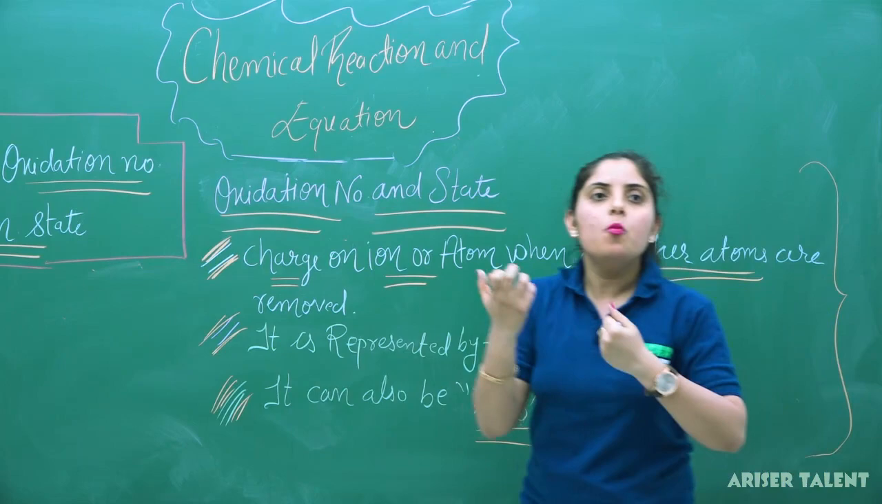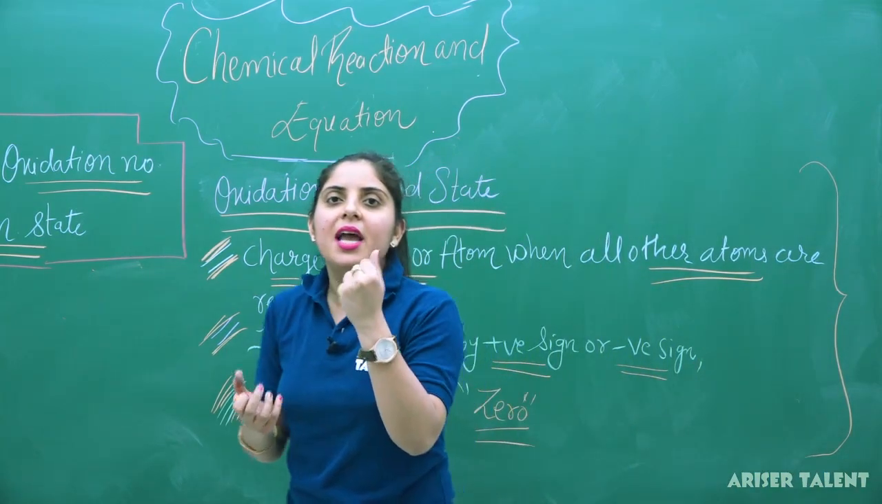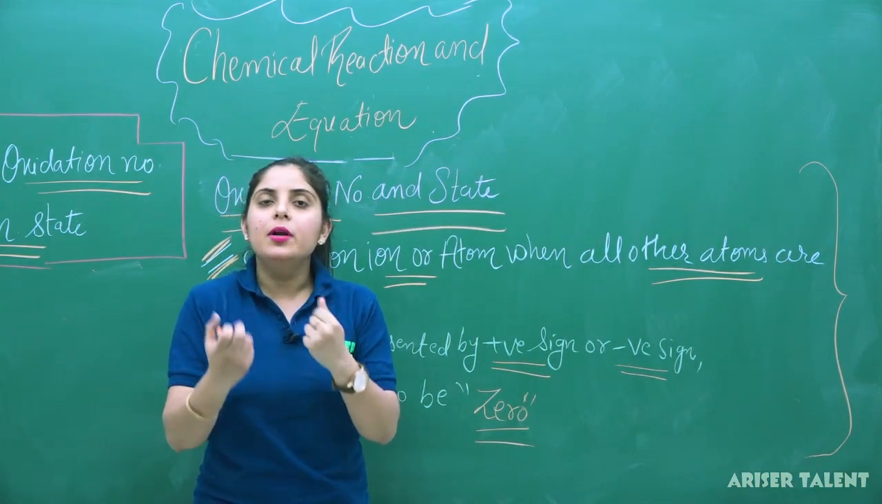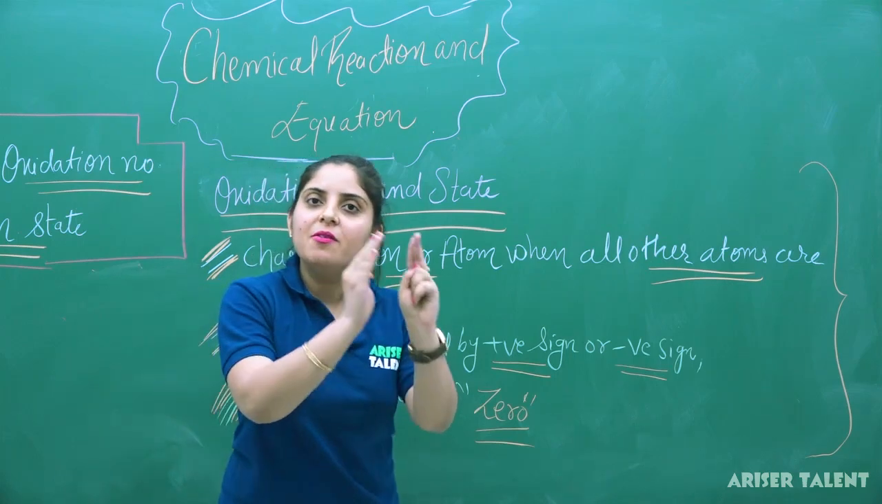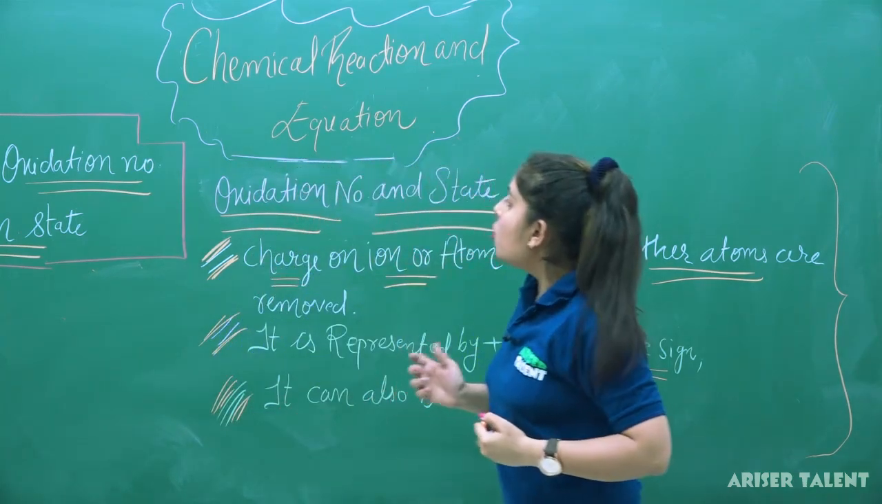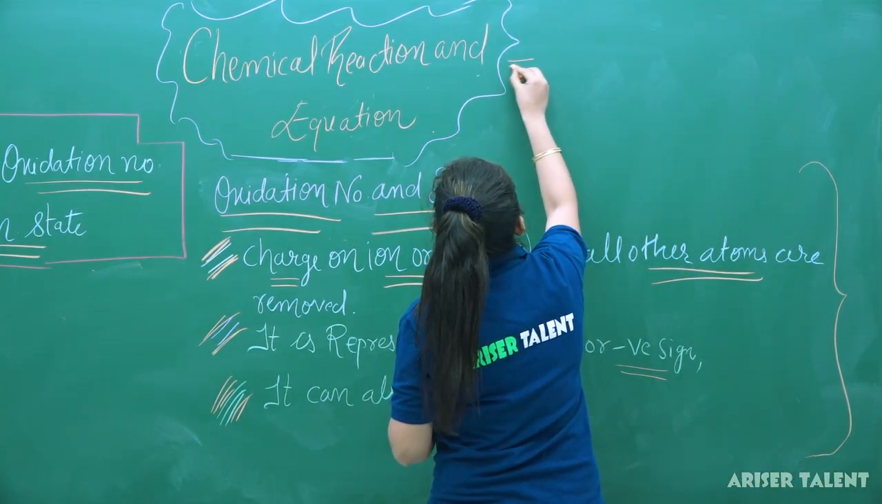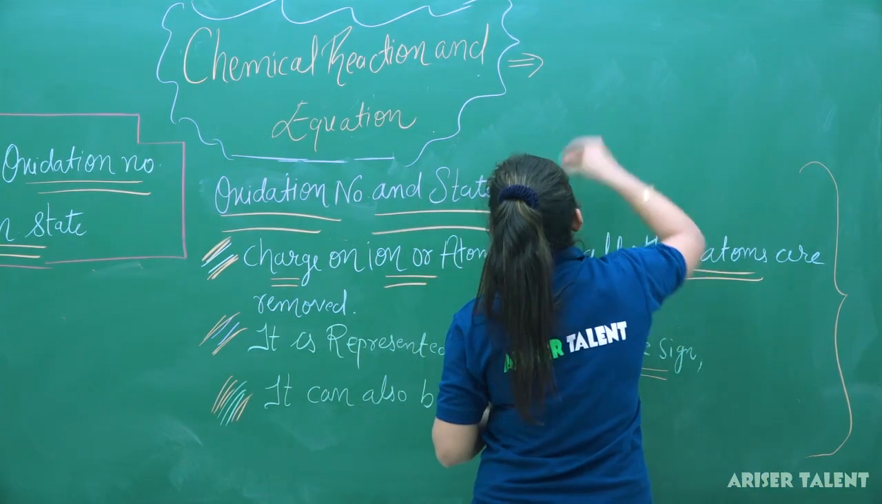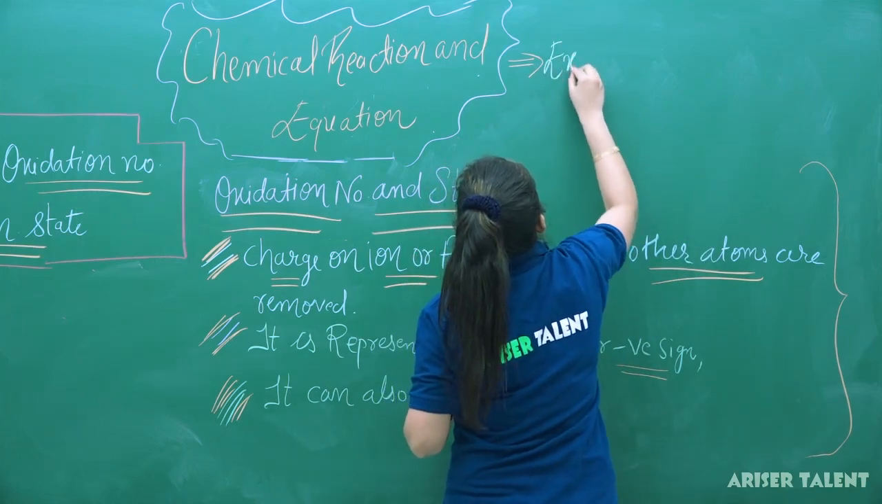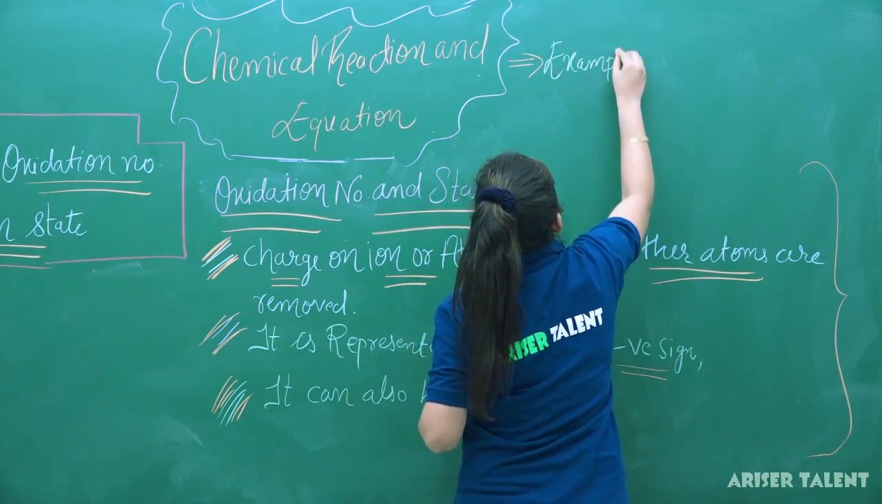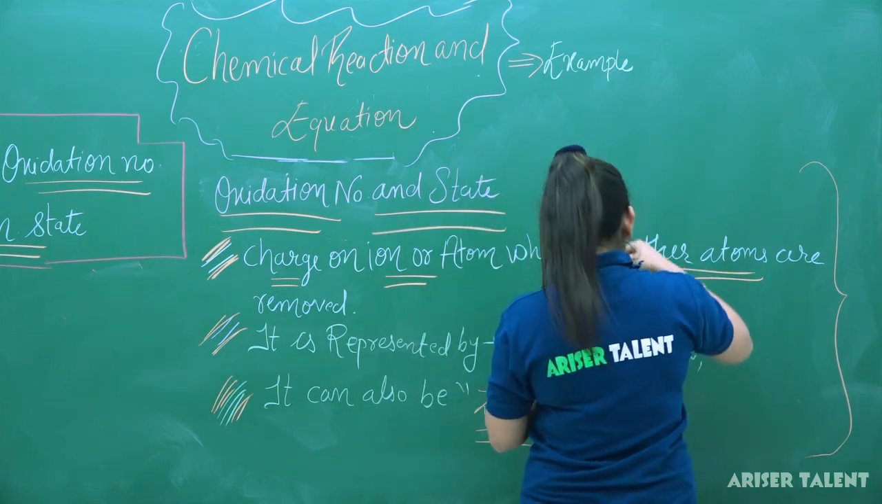Now we will learn more about the oxidation state with the help of an example, to understand what actually the difference between valency and oxidation state is. So we will take an example now. Firstly, I am considering an example of potassium iodide.